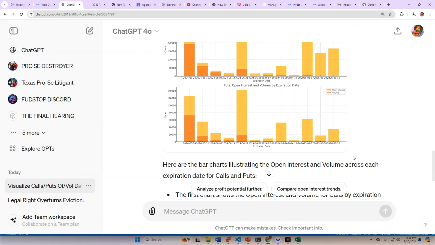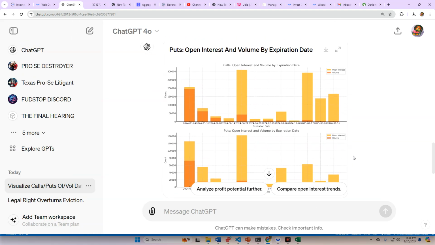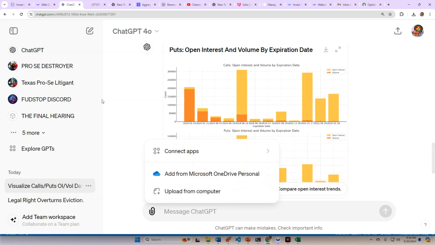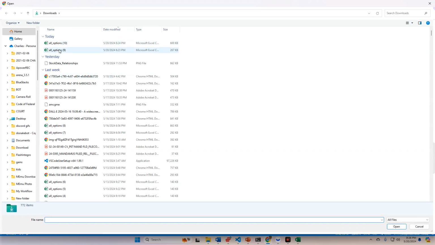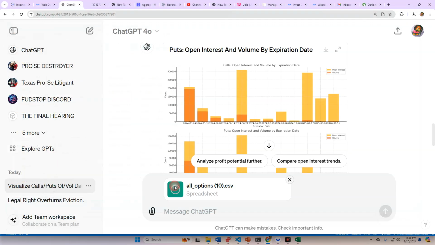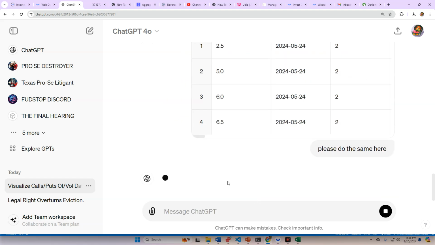Okay, so yeah, the 6/21 OPEX seems to be where all the OI is stacked. That's where the most volume is stacked, comparatively speaking. This week we have more volume than open interest. Volume is the darker shaded color. Now let's do the same for GME. Please do the same here.